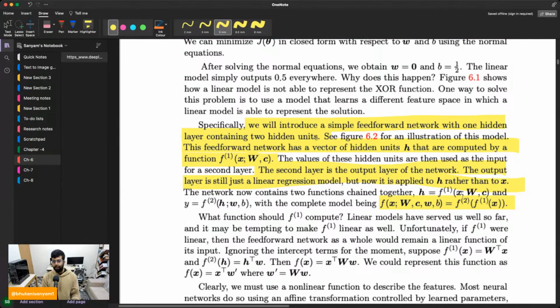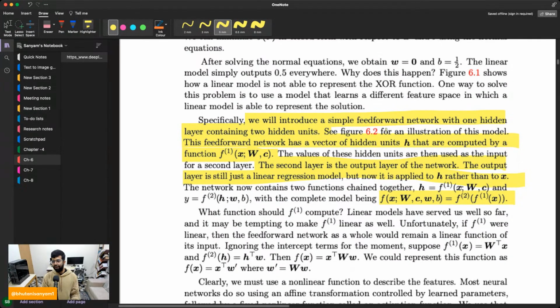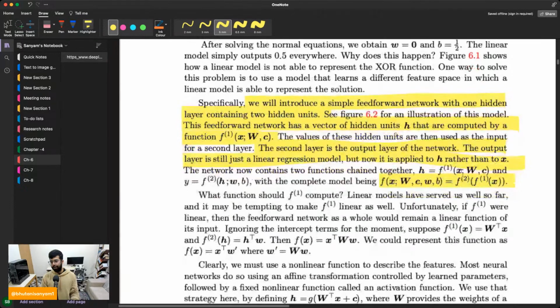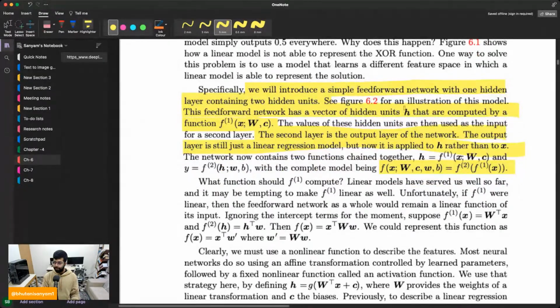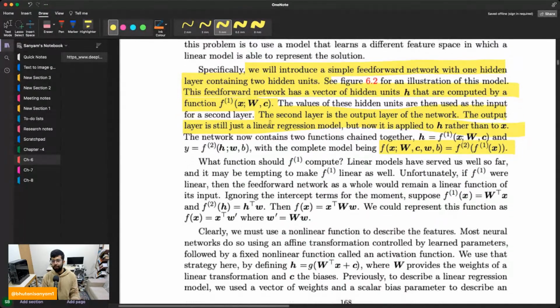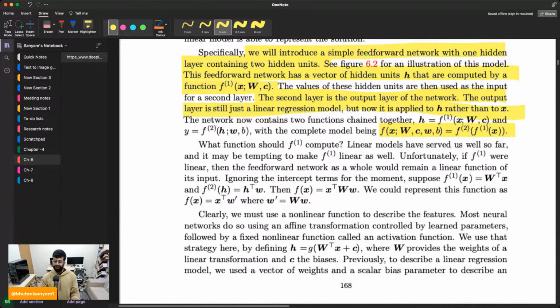They say we introduce a simple feed-forward network with one hidden layer containing two units. Hidden units are denoted with h, and this is how the function is computed. So they write the weight, the input, and c, which is a constant. Later, they tell you how to write the second layer. Realistically, you never end up writing individual layers like so.